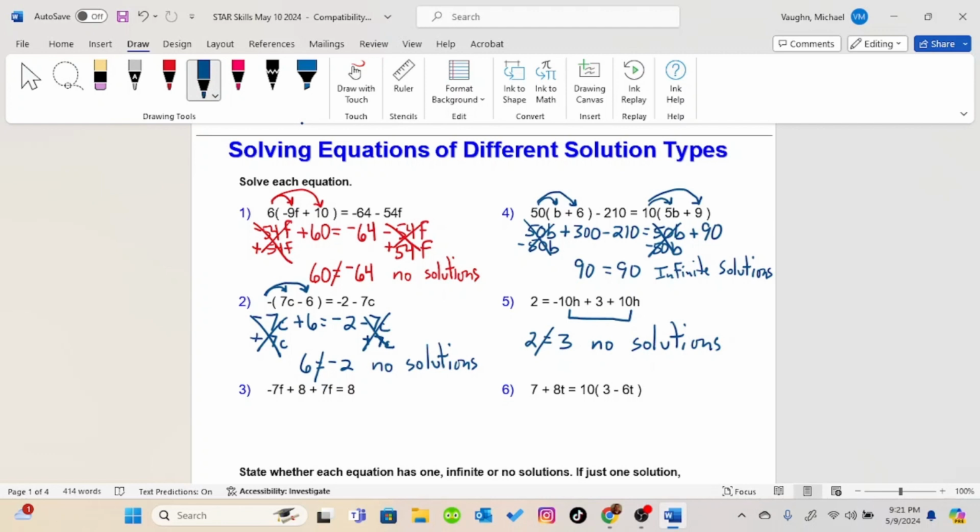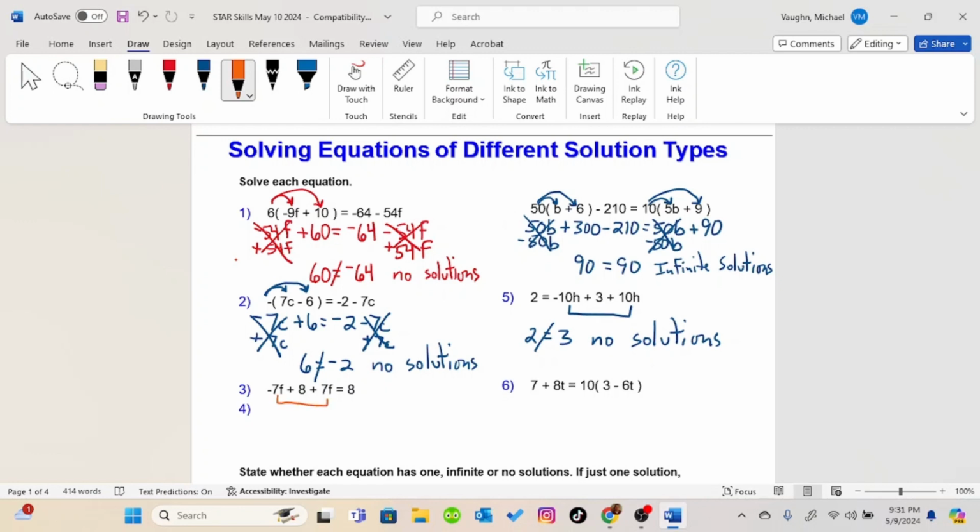Number 3. We've got minus 7f plus 8 plus 7f equals 8. If we combine the like terms, negative 7 and positive 7 cancel each other out, and we get 8 equals 8, which is true, which means the graph on the left and on the right are the same line, so we have infinite solutions.